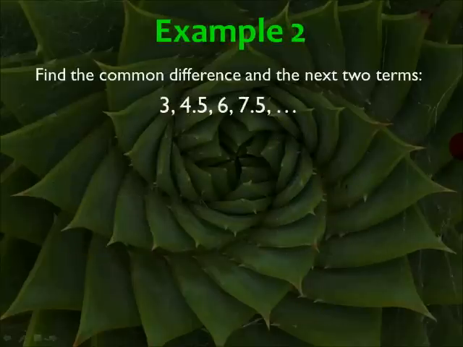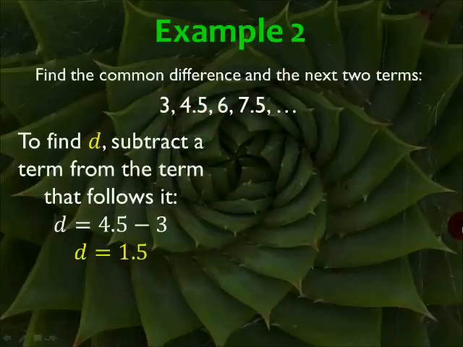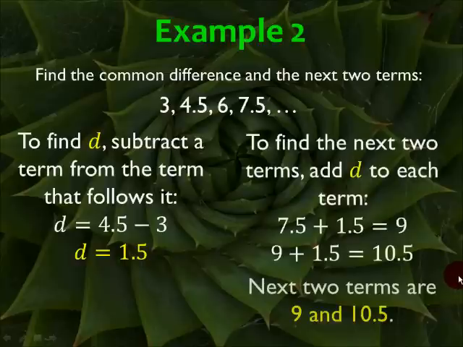Example 2. Find the common difference and the next two terms. 3, 4.5, 6, 7.5, and so on. So again, to find D, subtract a term from the term that follows it. Let's see if you can answer this question on your own. Alright, so take 4.5, subtract 3, or you can take 7.5, subtract 6, it doesn't matter. Your D, in this case, is 1.5. To find the next two terms, you start with the last term that you have, and just keep on adding the value of D. So, 7.5 plus 1.5 is 9, 9 plus 1.5 is 10.5. Thus, the next two terms are 9 and 10.5.